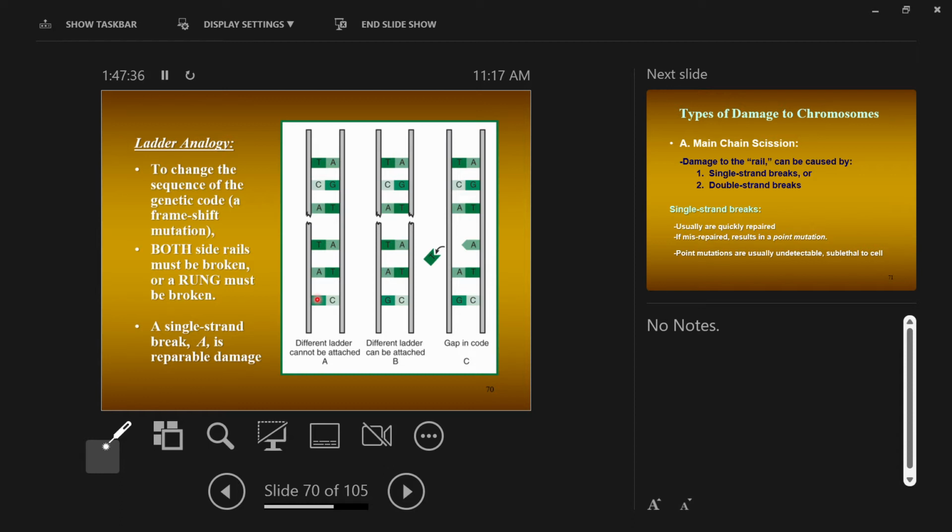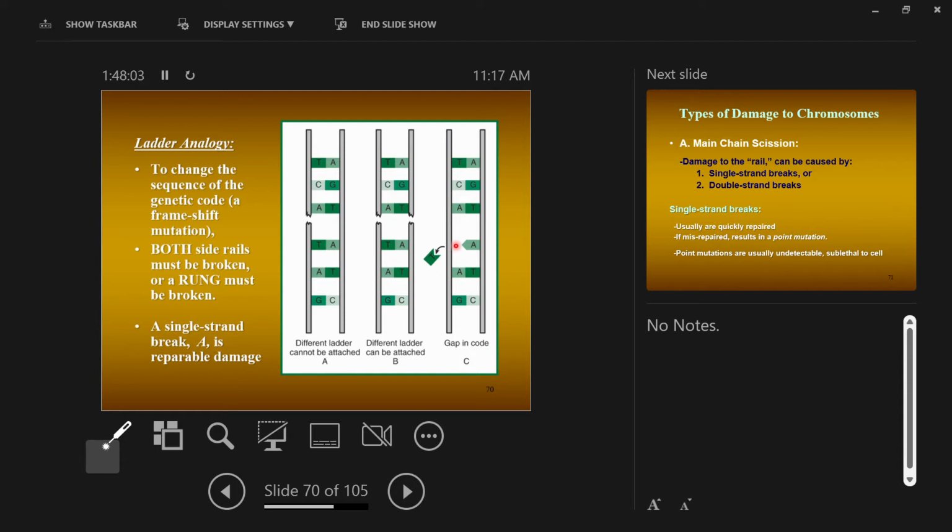Okay, so a break in just the single side rail is repairable, right? The body can come along and put in more of these sugar phosphate molecules to repair that. There is no break in the chain there. But double rail damage or rung damage can change the code. We call those frameshift mutations.